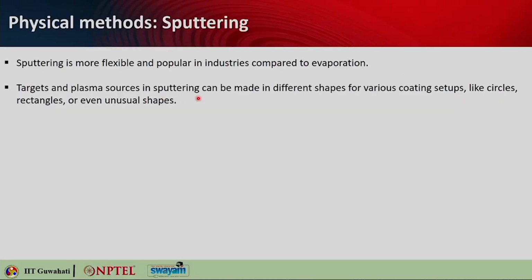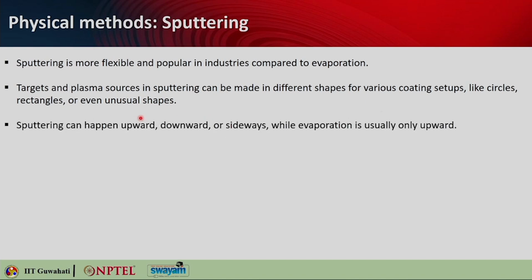Targets and plasma sources in sputtering can be made of different shapes for various coating setups, something like circles, rectangles, or any other unusual shape you want to coat.